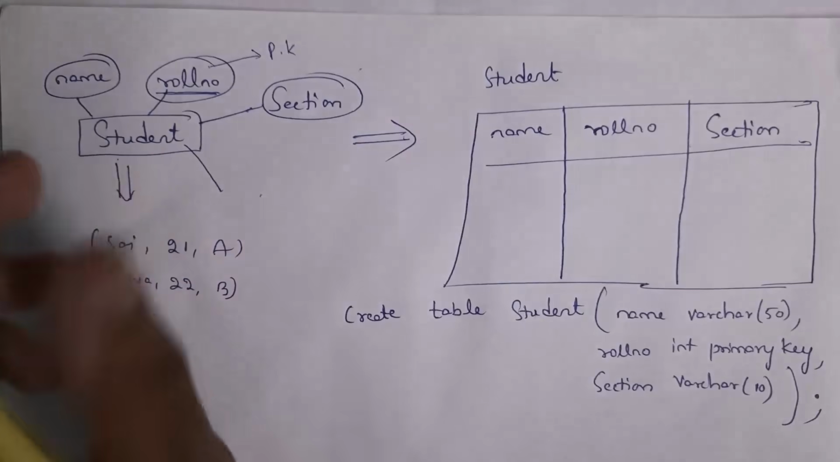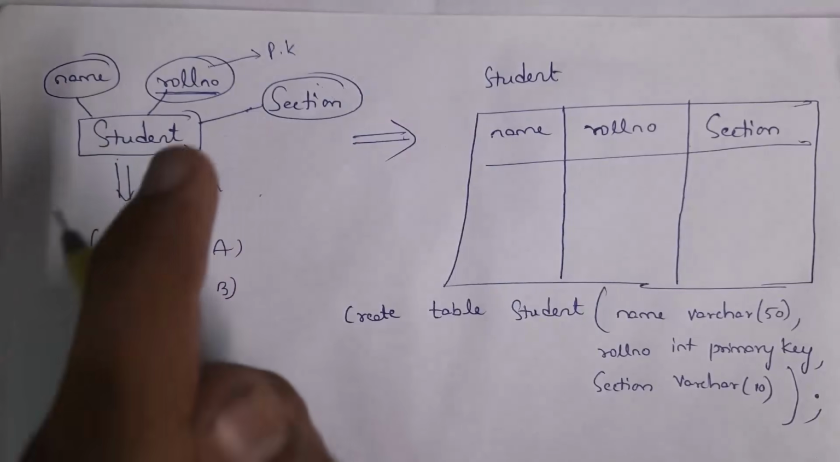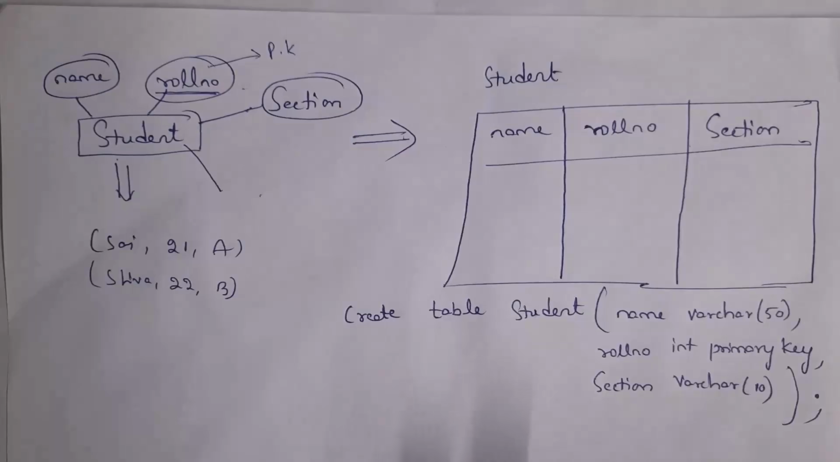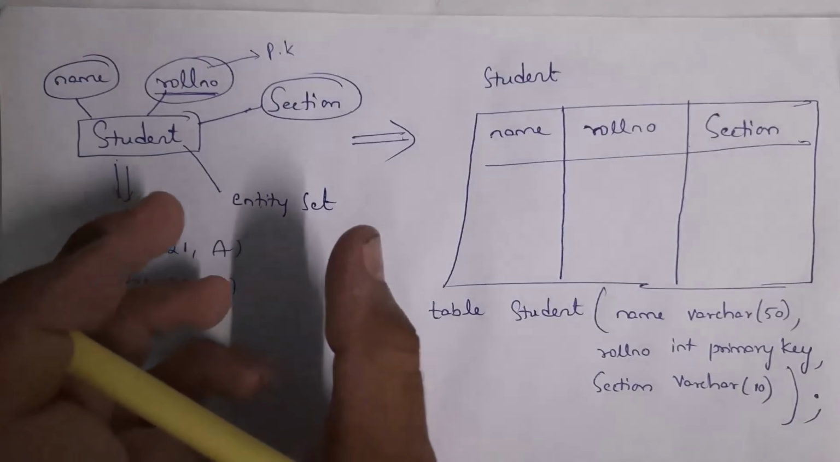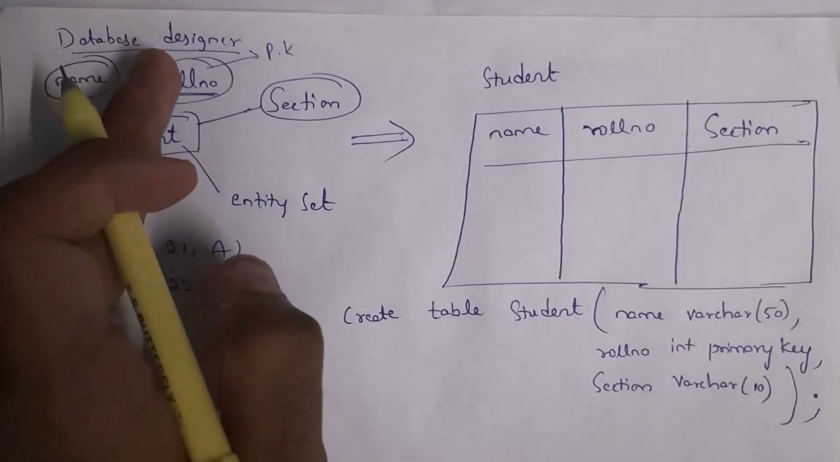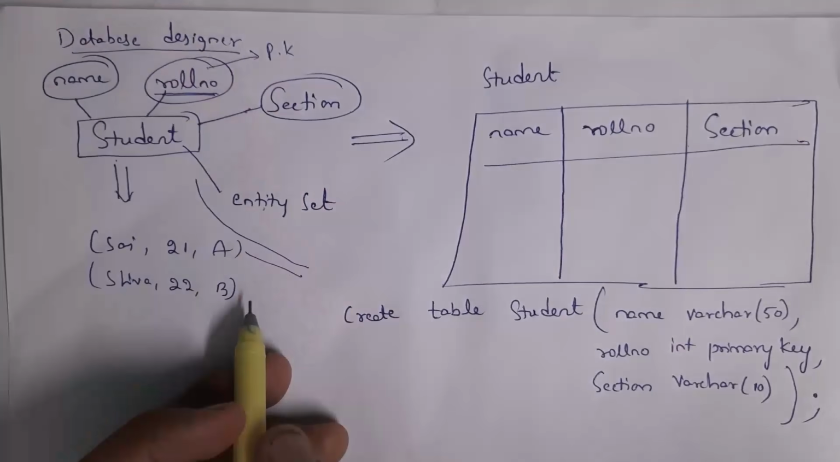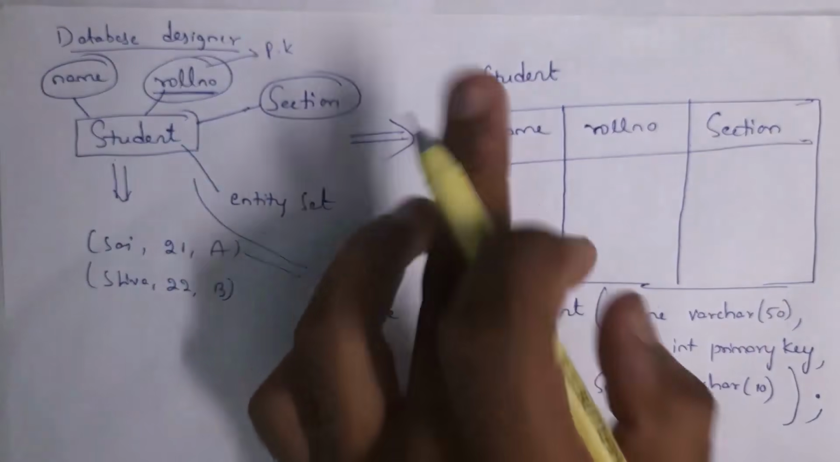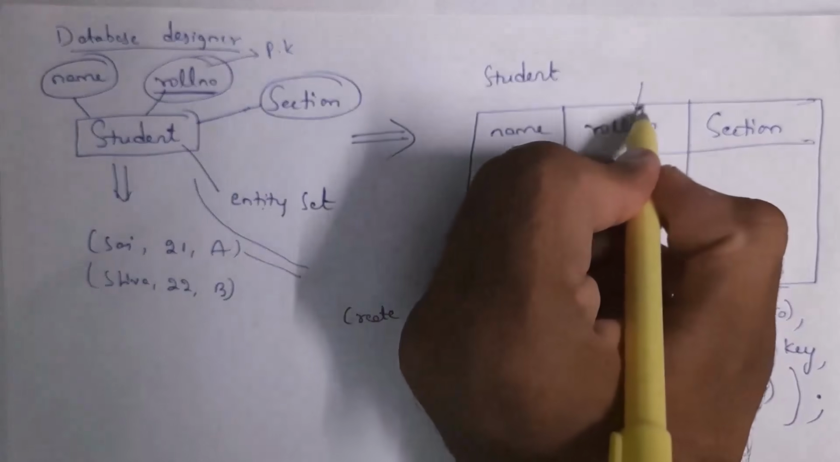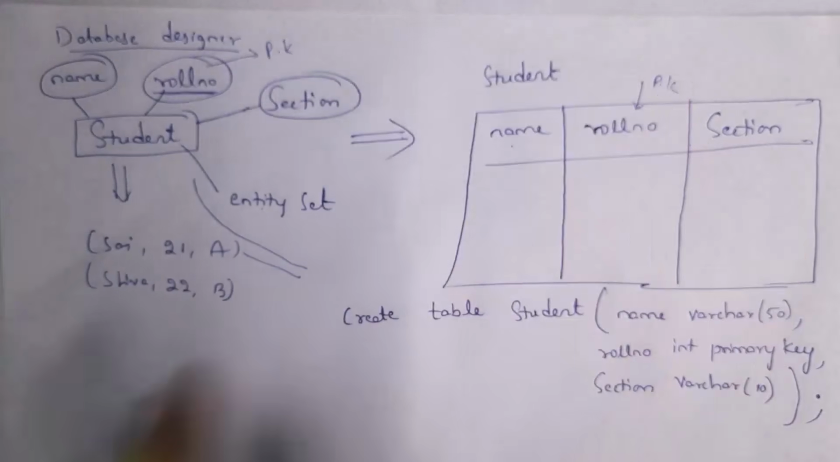Now we call this student an entity set. Now this student is not an entity; it is an entity set because it contains more than one record. Now we need to convert this entity set into a table. Whenever the database designer designs this diagram, it is given to the database developer. Then by seeing this diagram, the database developer will create a table with 3 columns and give a primary key for this rule number column.